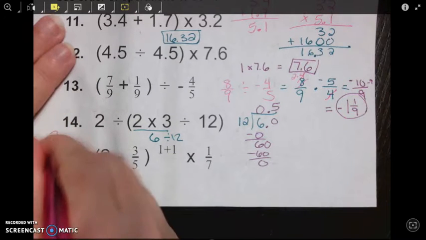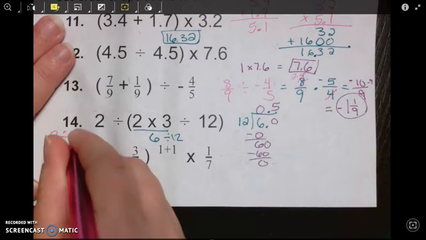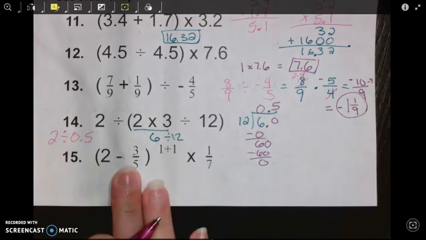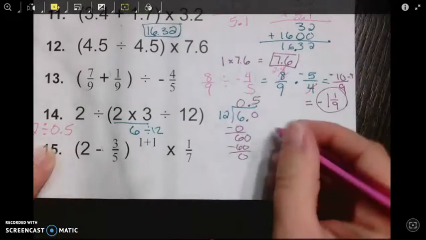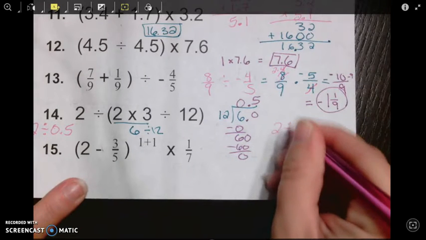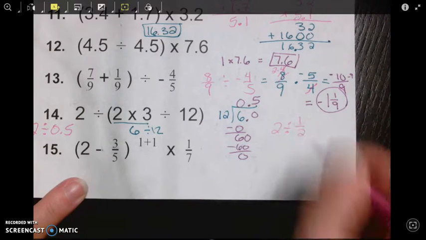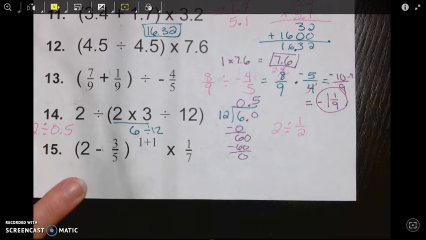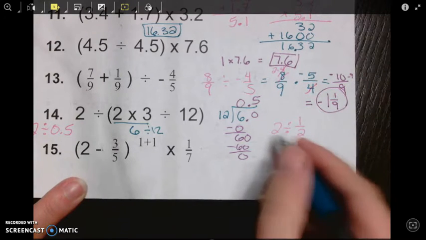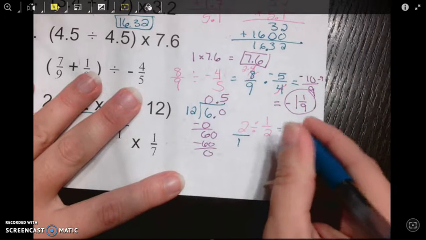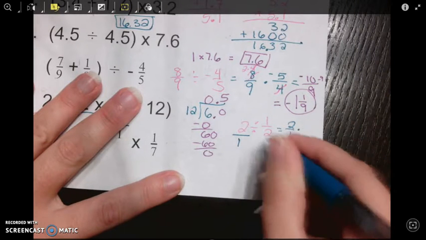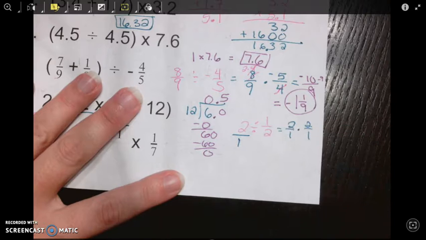So 2 divided by 0.5. So if you prefer to divide with decimals, you can do that. Or you can do it as a fraction, 2 divided by 1/2, because 1/2 and 0.5 are the same. I'm going to do the fraction because I think it's a little easier. Make this whole number into a fraction. And then copy dot flip: 2 over 1 times, flip that over, 2 over 1.